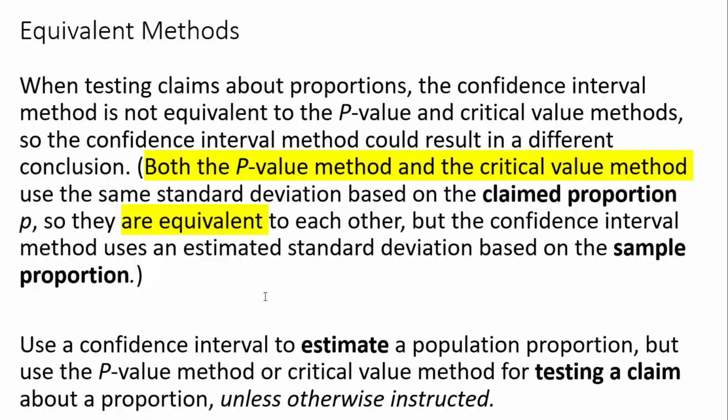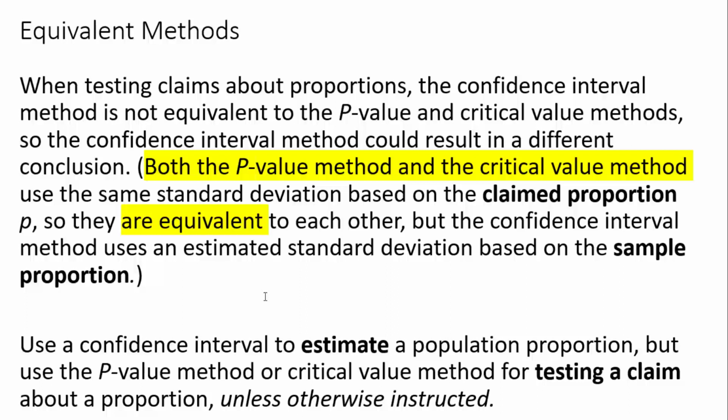The p-value method and the critical value method are equivalent. They will give you the same result. If your instructions tell you to use the p-value method, the critical value method will give you the same answer. If your instructions tell you to use the critical value method, the p-value method gives you the same answer. However, there are different numbers used, so you may have to do some different steps along the way. Just the conclusion is the same. We can use a confidence interval, but the confidence interval method may give us a different result. It may not, but it may.